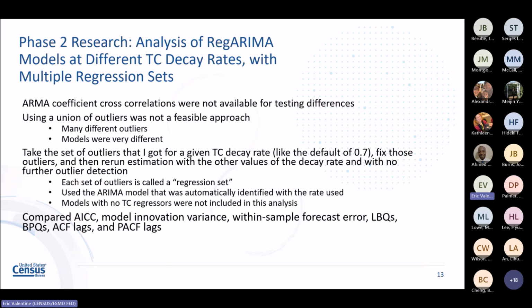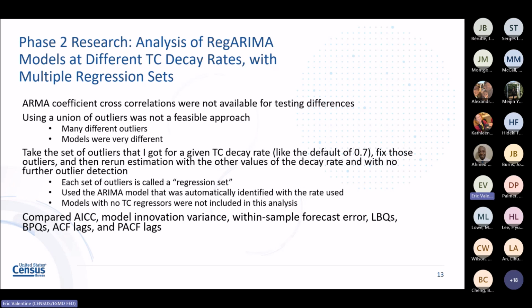I considered further research by evaluating the ARMA coefficient cross correlations, but they weren't available in X13 to perform difference testing. I also considered using a union of outliers from the automatic runs to reanalyze the models, but this wasn't very feasible. So my method of analysis was to take the set of outliers that I got for a given TC decay rate, fix those outliers, and then rerun estimation with the other values of the decay rates, with no further outlier detection. I call each set of outliers a regression set.